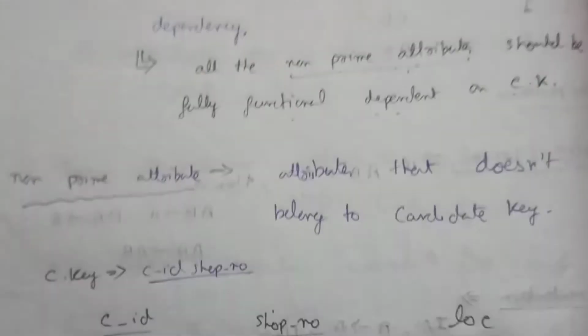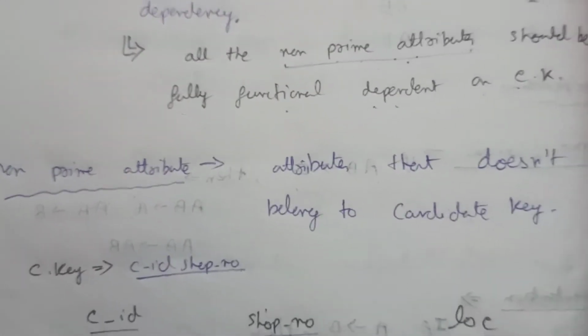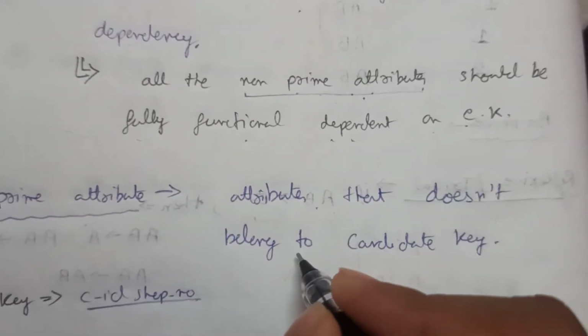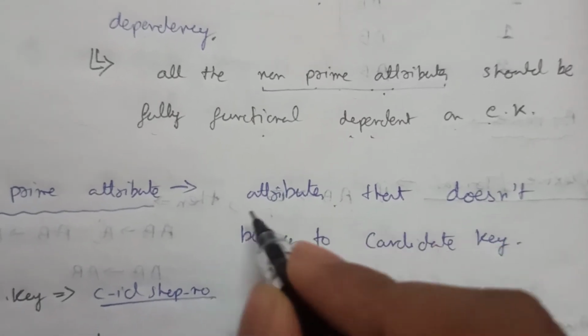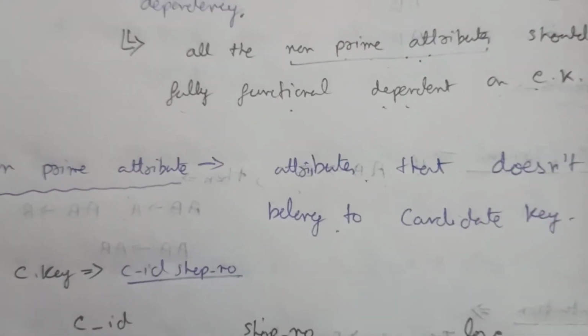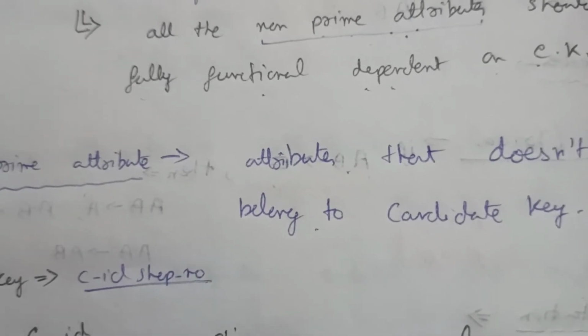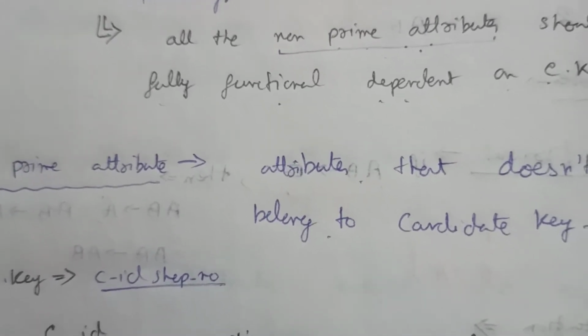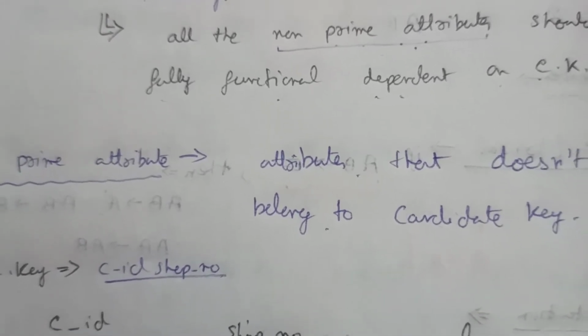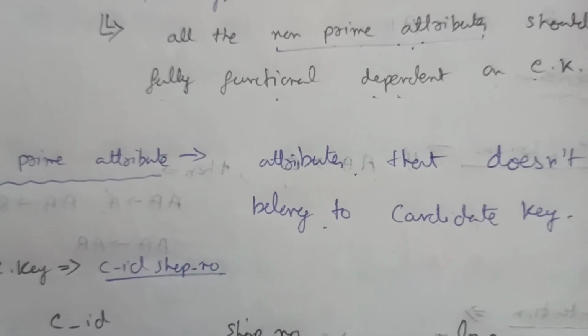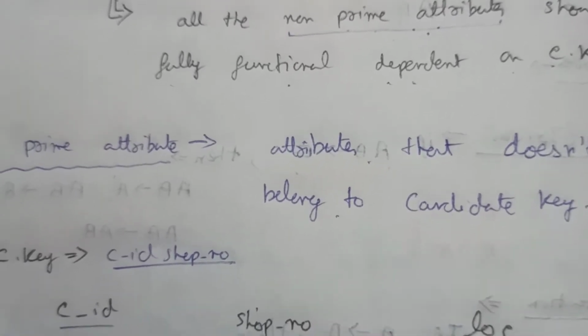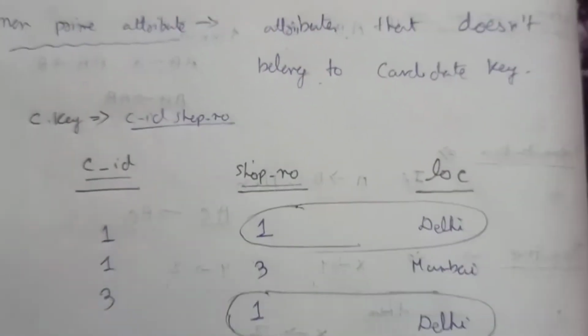Now let's check what a non-prime attribute is. The attributes that do not belong to the candidate key are called non-prime attributes. Suppose in a relation we have 4 attributes A, B, C, D, and the candidate key is B, C. So the non-prime attributes are A and D, and the prime attributes are B and C.